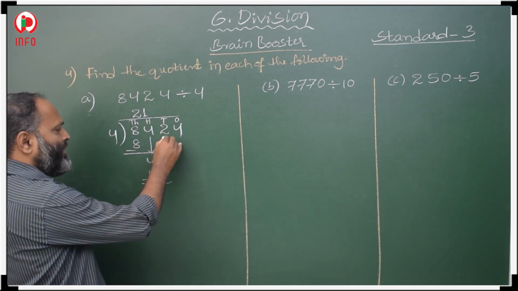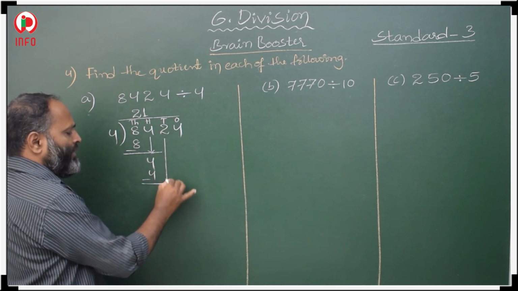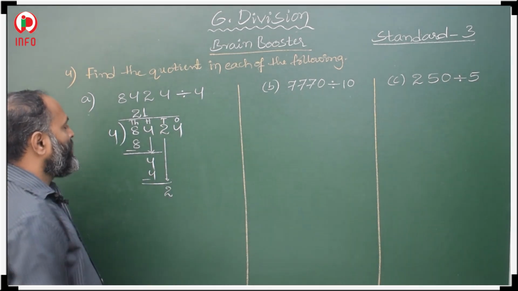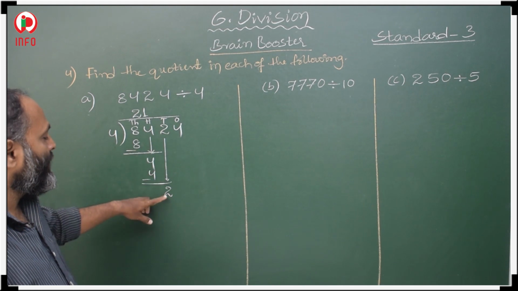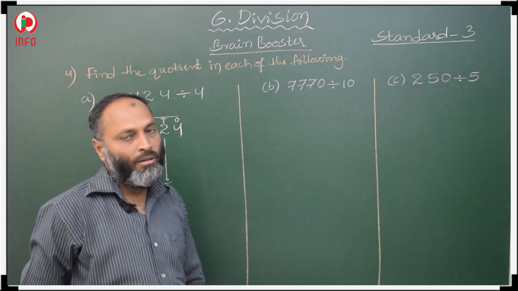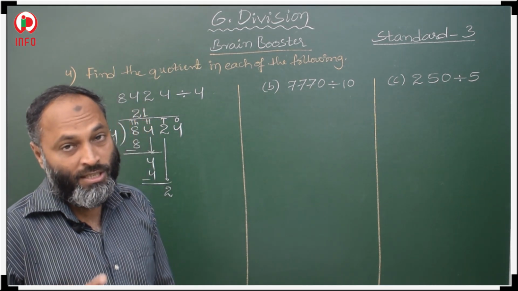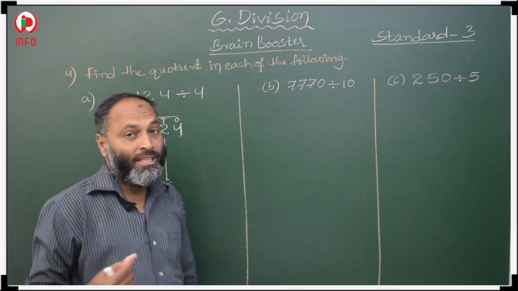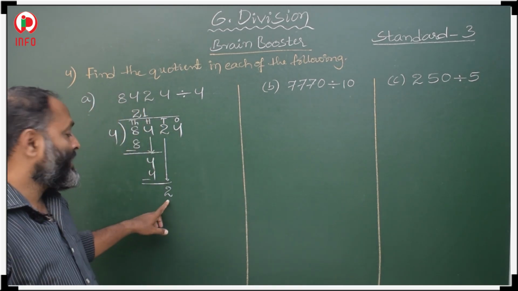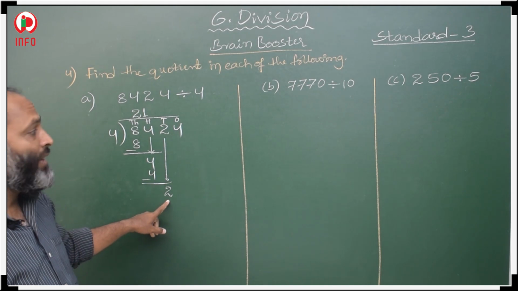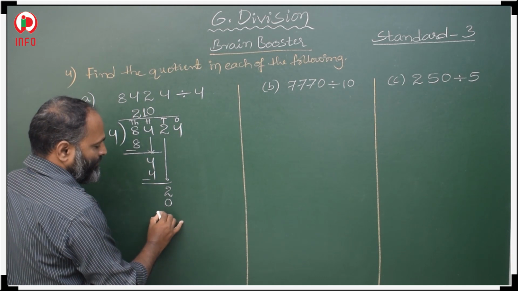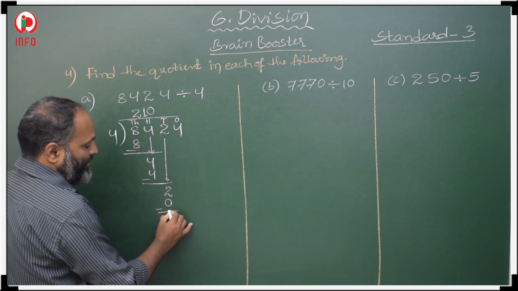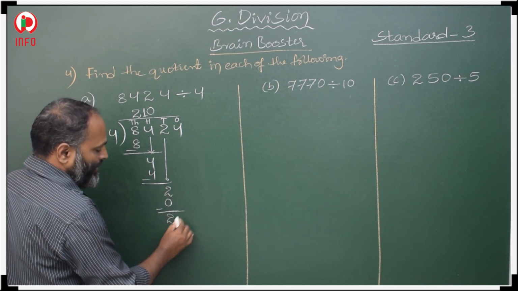Then after that tens place we have to take. In tens place 2 is there. So, where you will get 2 in 4 table? 4 1s are 4, that is greater than 2. So, we have to take 4 zeros are 0. Now, 2 minus 0 is 2.